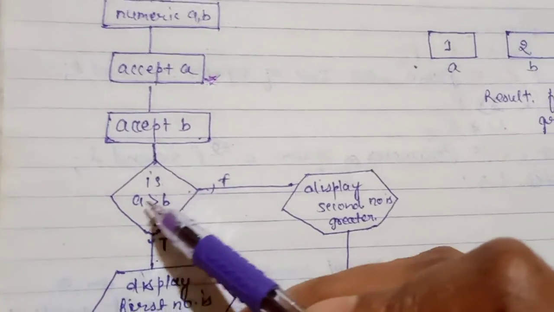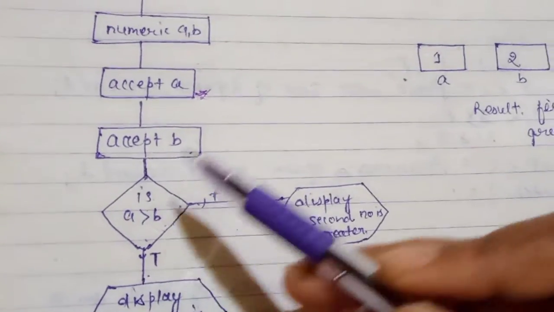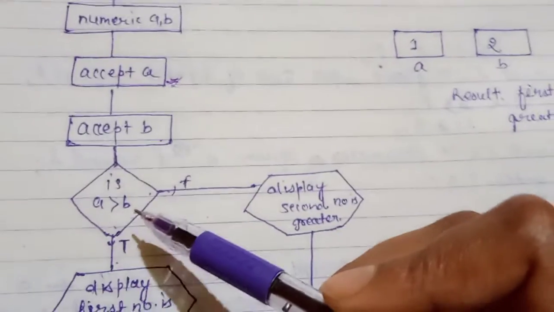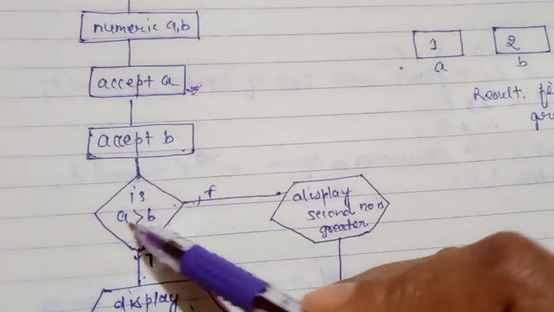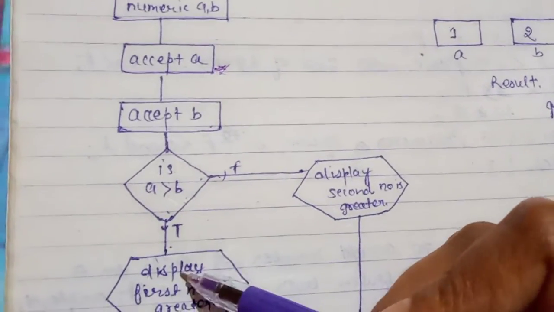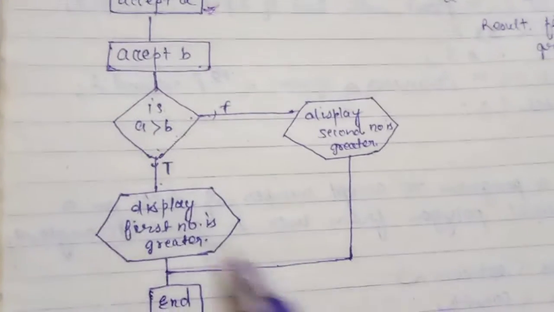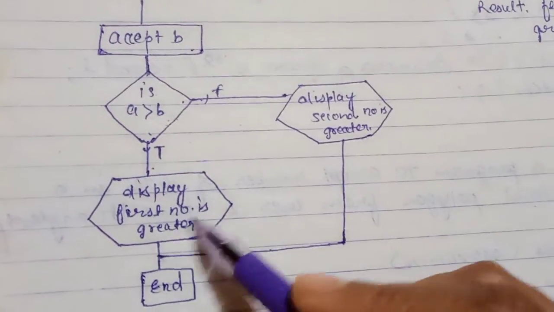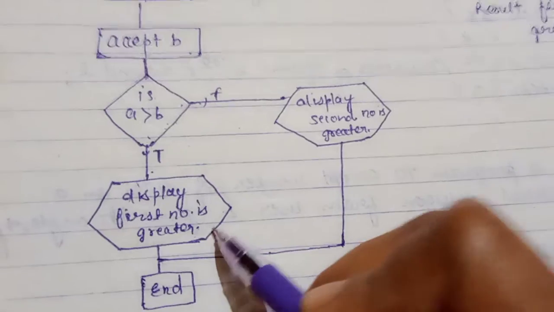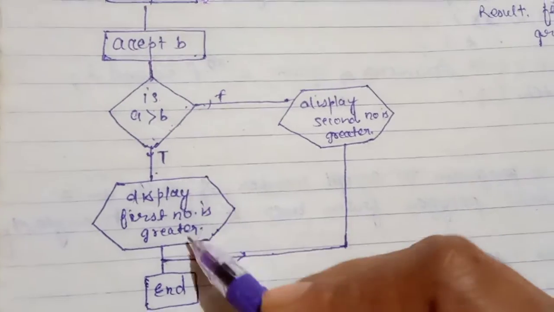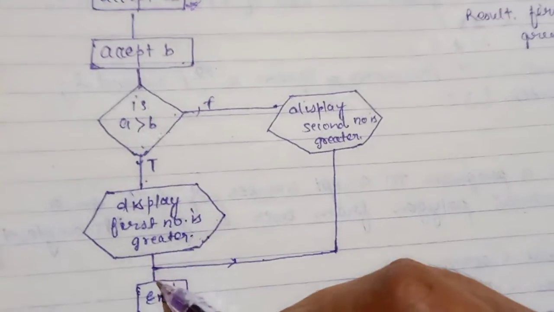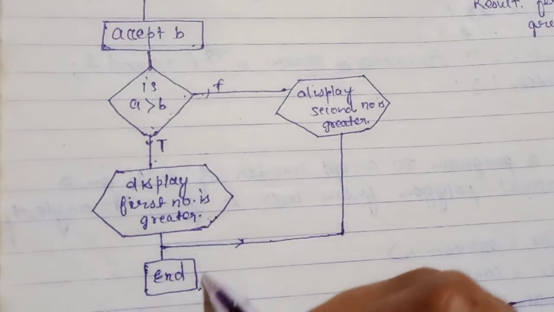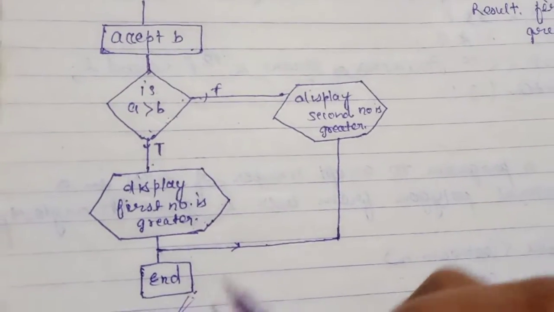The first one is if a is greater than b, and the other one will be b greater than a, right? If a is greater than b, it is true. If it is true, then in a display box we display that the first number is greater, which is a, and then your program will end here.